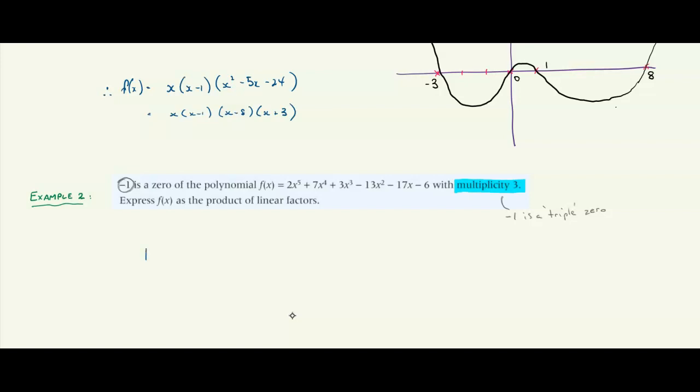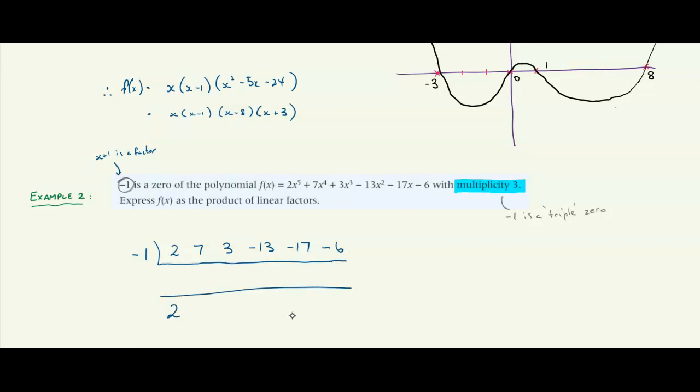So I put my 0 down here, my upside down. What you should be doing really is pausing and doing this, because you're good at synthetic by now. Remember, we're doing this operation of -1 three times. Sorry, -1 is a 0. That means x plus 1 is a factor. We have to translate all the time. So -1 goes in, and off we go: 2, 7, 3, -13, -17, -6.